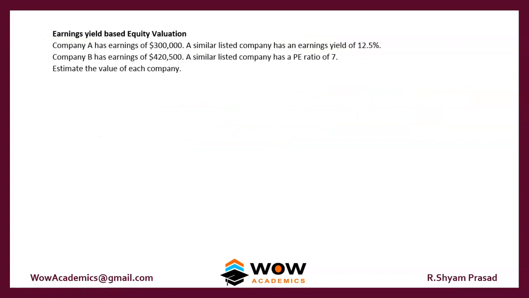So here they say that earnings yield based equity valuation we have to do. A company A has earnings of 3 lakh. A listed company has an earnings yield of 12.5. Okay. So there is a listed company whose earnings yield is 12.5. But company A, I think they should be an unquoted company. So they are an unquoted company and we have to value them. So we'll start from company A.